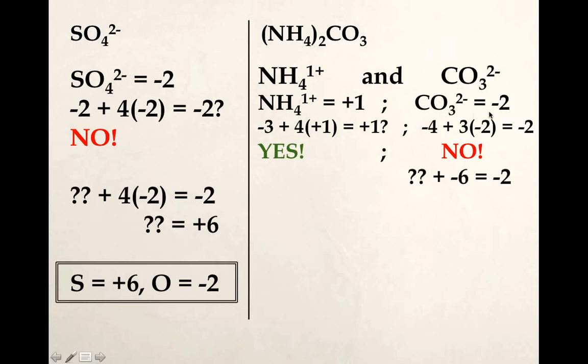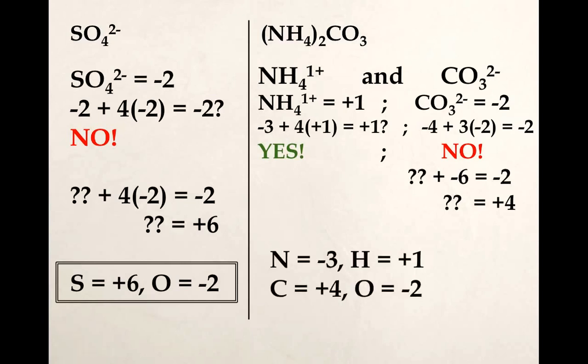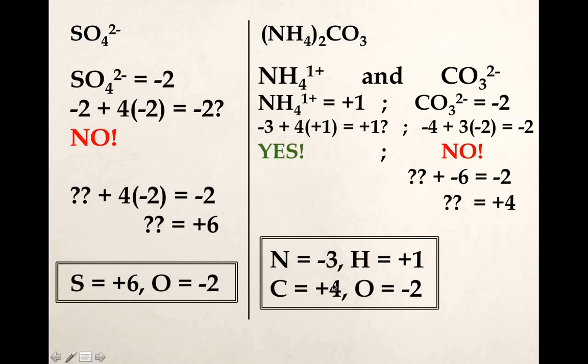Again, I'm going to trust that oxygen is -2 because it's not a peroxide, it's a carbonate. So 3 times -2 is -6. And so what do I have to add to it to make it -2? Well, +4. So that means, remember, carbon can be plus or minus 4, so today it's going to be +4. So now I know that my oxidation numbers are: nitrogen is -3, hydrogen is +1, carbon is -4, or +4, sorry, and oxygen is -2.